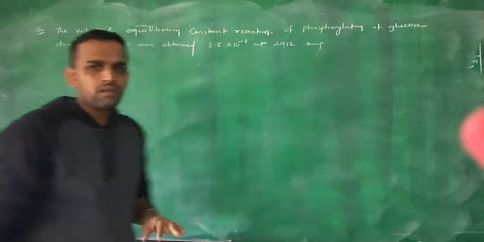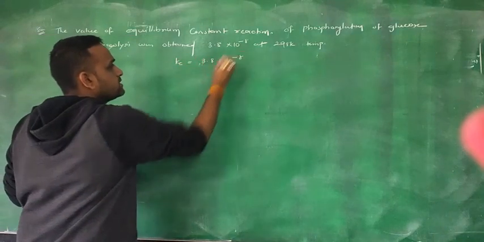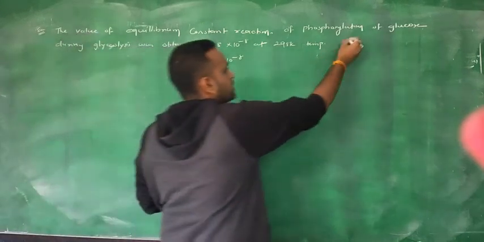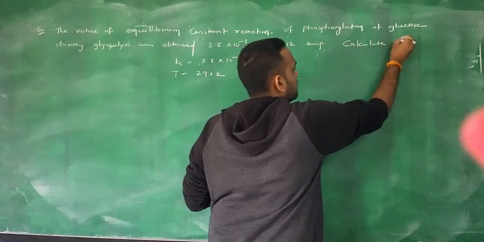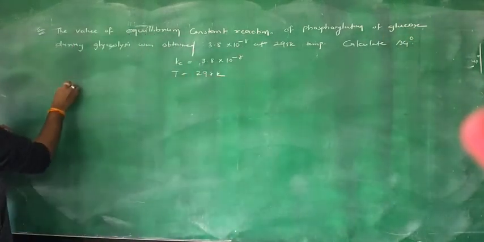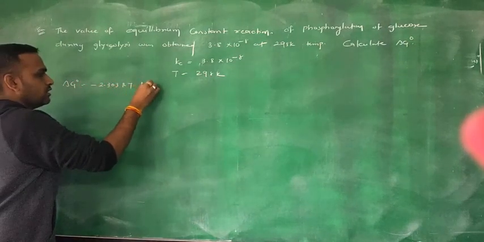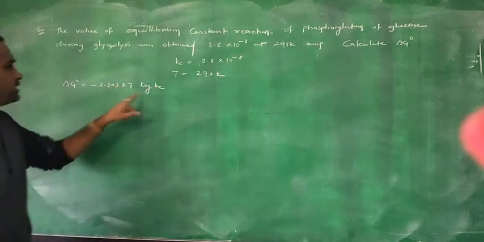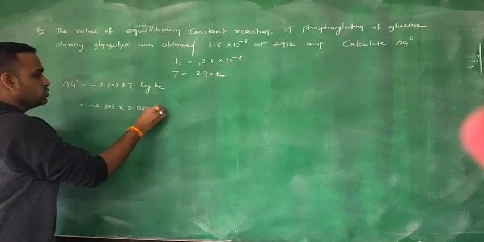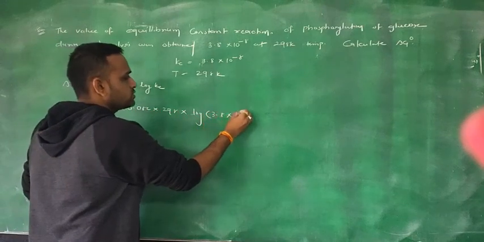See here. First of all, K is given: 3.8 into 10 raised to minus 8. Right? Temperature is given, 298 Kelvin. Now you have to find out what? Calculate delta G, the standard free energy, right? So you all know that delta G0 equals minus 2.303 RT log Kc. So first I know this: minus 2.303 into 0.082 into 298 into log of 3.8 into 10⁻⁸.